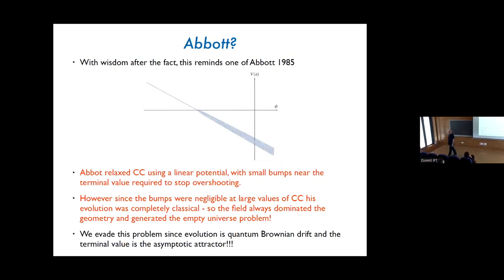Here is the empty universe. This in some sense reminds one of this old idea of Abbott. Abbott had a very clever idea where he wanted to get rid of the cosmological constant by adding a scalar field with a linear potential, which was degenerate with the cosmological constant, and wanted it to slide. If you like, this was like Relaxion before the Relaxion, back in 85. And then you want to trap the terminal value of the scalar near the terminal value of lambda equal to zero. And that worked with a cosmological constant, but just like Brown and Teitelboim, it led to the empty universe problem because this field was dominating all the way down to zero.